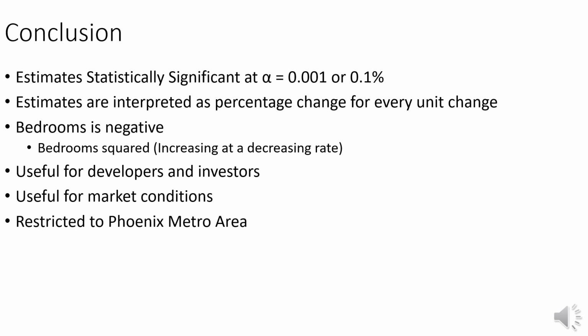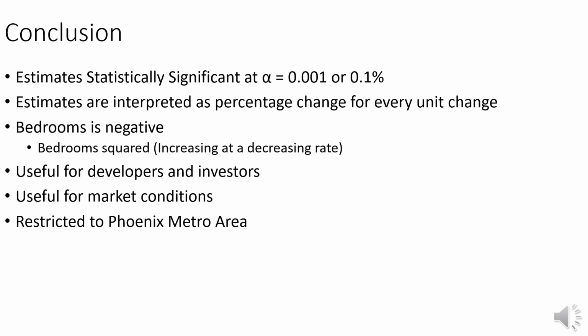After running the Python program, all of the estimates are statistically significant, with the p-values being less than alpha, which in this case is 0.1%. Now, since I ran a log linear regression, this means that the estimates are interpreted a little bit differently. Once Python outputs the regression results, they are in decimal form, but they are actually referring to a percentage change.